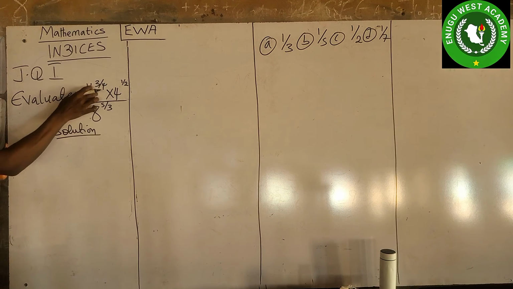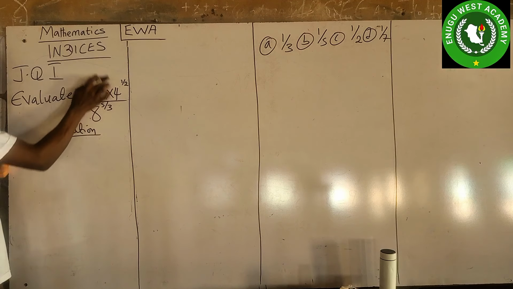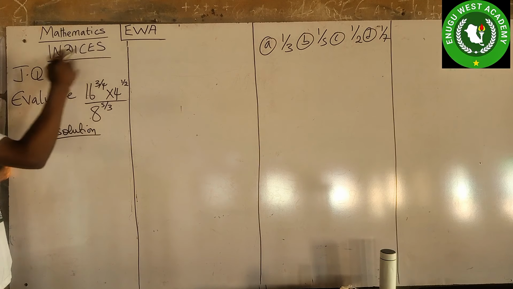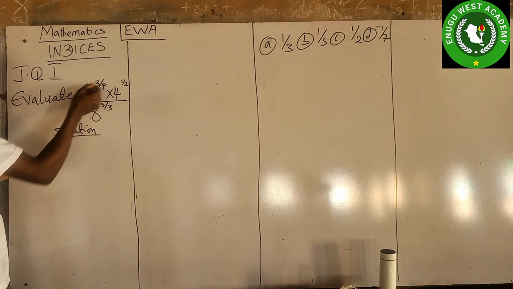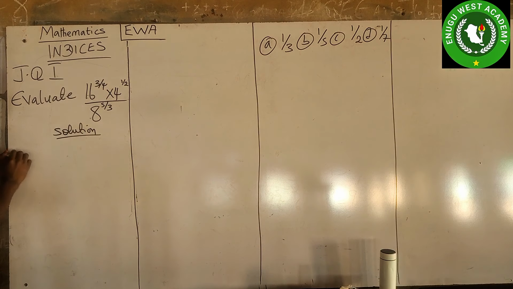Now we have 16 raised to power 3 over 4. Now remember what I told you. In determining the roots, we make use of the denominator of the fractional power, which is 4. So this means the 4th root of 16. So you're going to have the 4th root of 16.